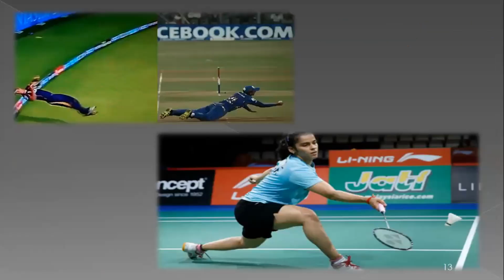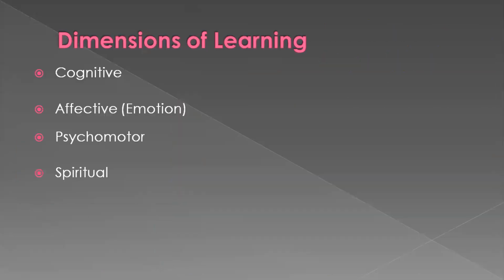Let's look at it. Cognitive means where the mind is involved dominantly, that is thinking. Affective is emotions, where relationships come into the picture. Then psychomotor is where there is movement in the body. And spiritual is through prayers, reading of the scriptures and meditation, people learn. These are the different dimensions of learning.